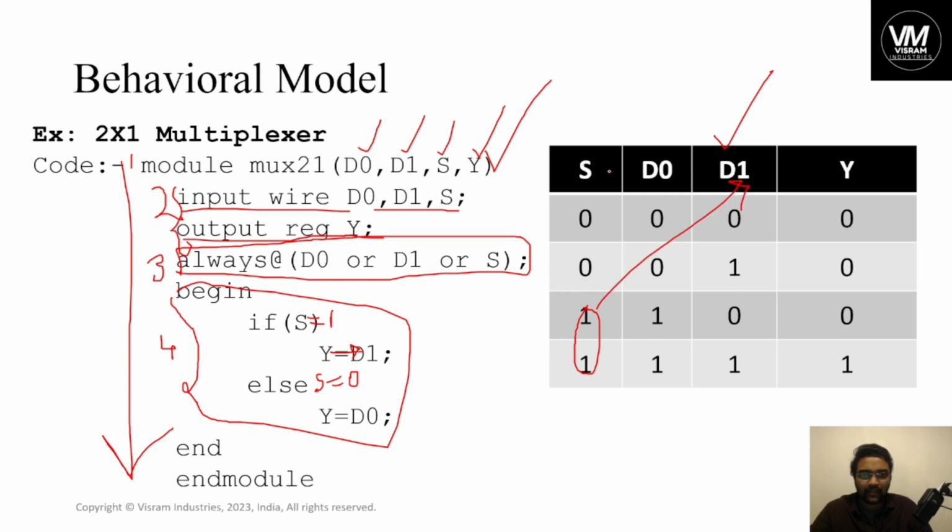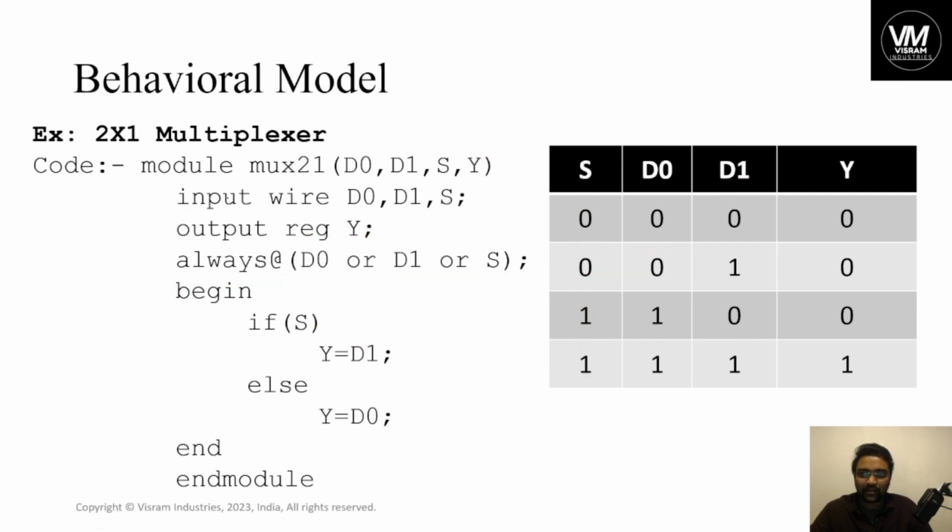Remember this: if S is 0, if disabled, the first input D0 should be taken. That is the nomenclature; we have mentioned D1 and D0 to better understand what the selection depends on. Else, if S is equal to 0, hence end the process and end the module. Now you have 4 steps, 4 parts. Understand in the same way.